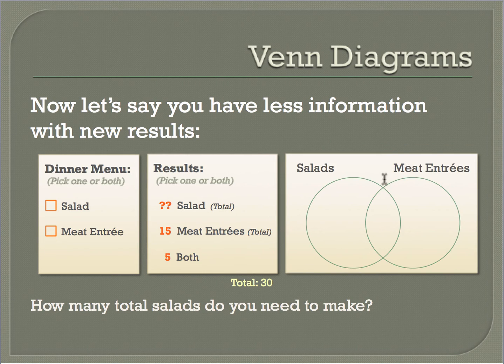When I first fill in this space right here, let's start with the both part first. So I put 5 in the middle here, which is supposed to be people that selected both salads and meat entrees. This 15 is the total of the circle. So if the total of the circle is supposed to be 15, then I need to make sure that I had 10 people that were exclusively asking for meat entrees only.